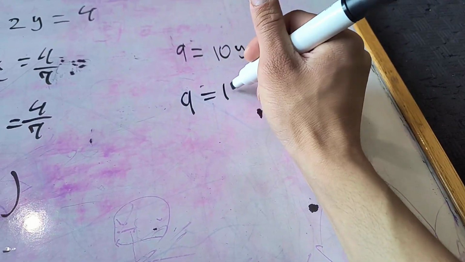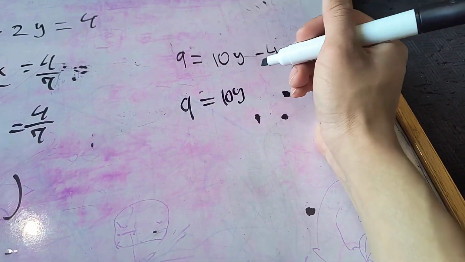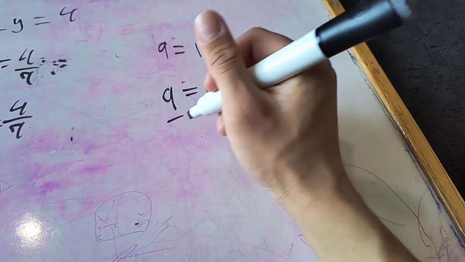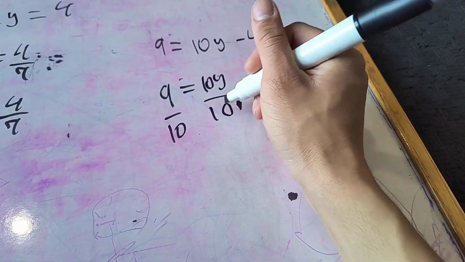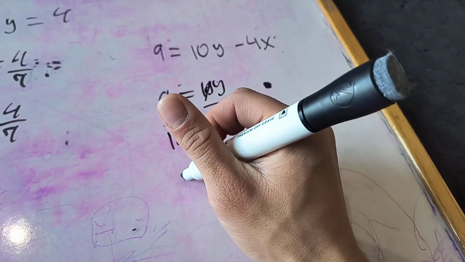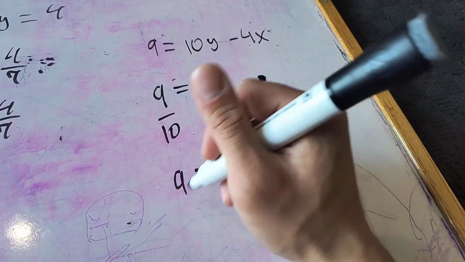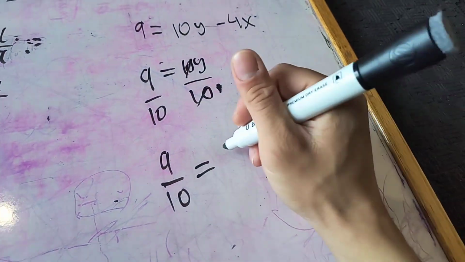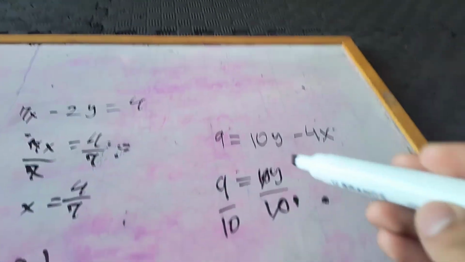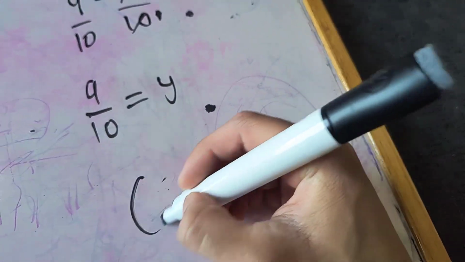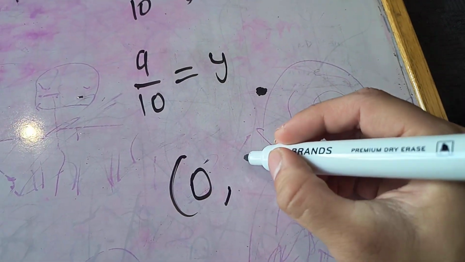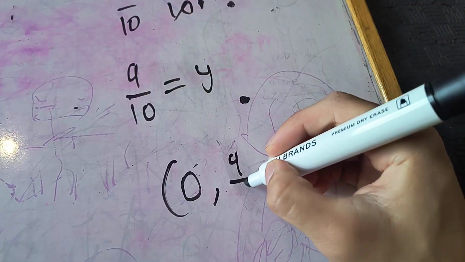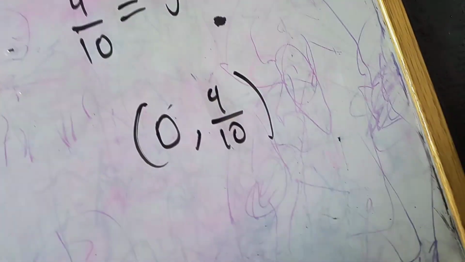9 is equal to 10y, because this is going to be equal to 0. And we divide both sides by 10. These will cancel out, and we'll be left with 9 over 10 is equal to y. So the y-intercept for this equation is going to be x is equal to 0 and y is 9 over 10. That's the y-intercept for this equation.